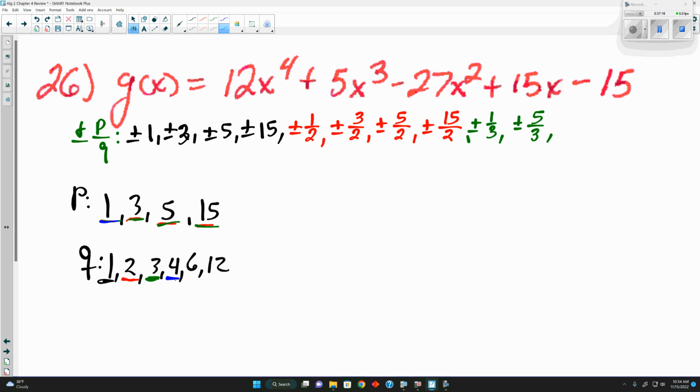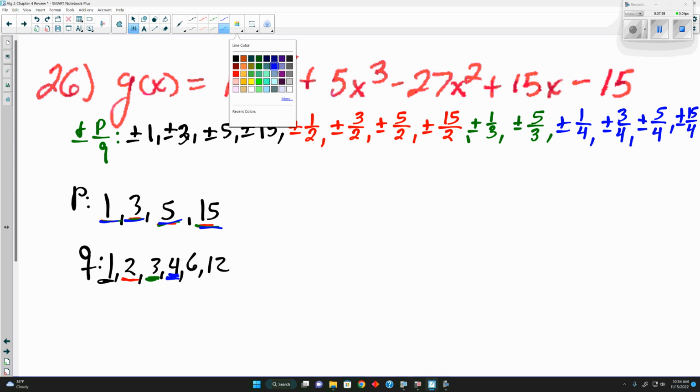1 divided by 4 is going to be our 1/4. 3 divided by 4 is 3/4. 5 divided by 4 is 5/4, and lastly, 15 divided by 4 is 15/4. None of those repeated.